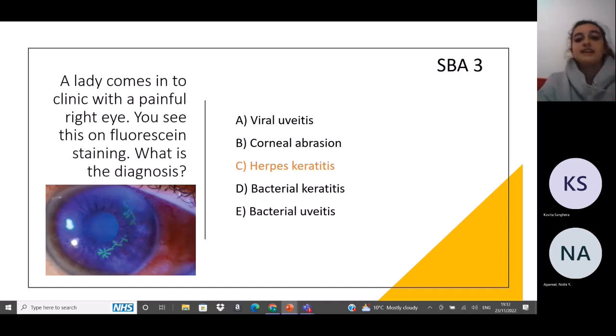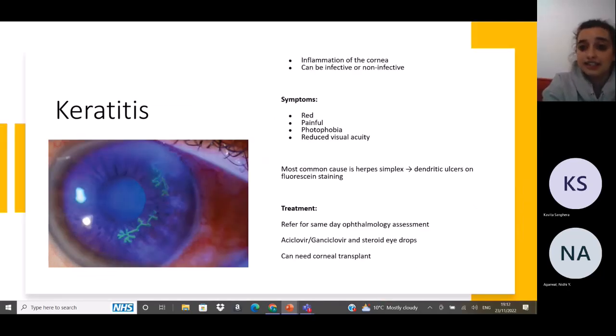So the answer to this one is herpes keratitis. These green lesions are called dendritic ulcers, and this is very characteristic for herpes keratitis. Keratitis is inflammation of the cornea. It can be infective or non-infective. The non-infective cause is very commonly associated with contact lens wearing. And if you get something in your eye as well, that can cause corneal abrasions.